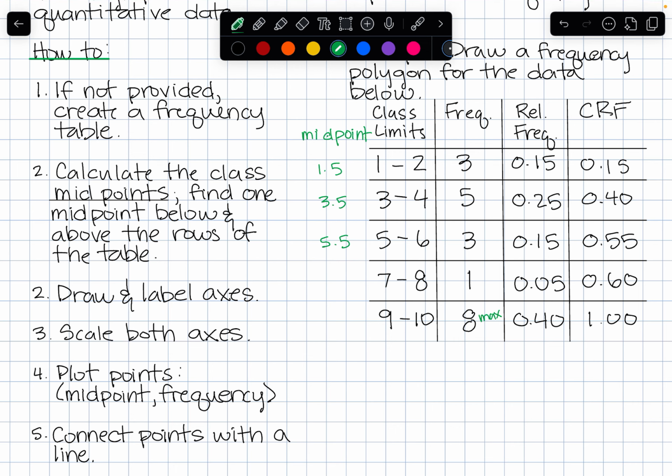And you'll notice again, just like we saw with class boundaries and class limits, that gap is our class width of 2 from when we built this table. So I know my next number is going to be 7.5, 9.5, and the one extra row beneath the table is going to be 11.5. The one extra row before the table is going to be negative 0.5, because if I subtract 2 from 1.5, I end up at negative 0.5.